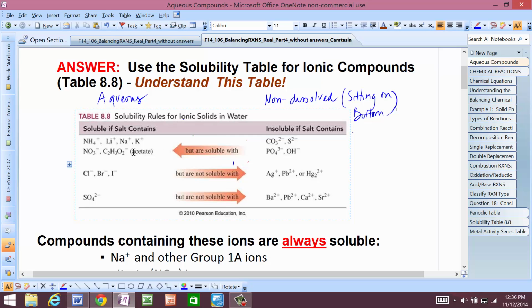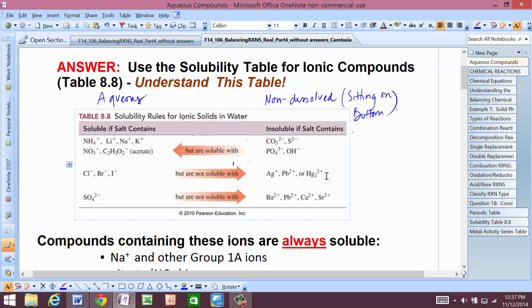So I call these my top dog girls. These ions are always soluble, okay? Also soluble are some of the halogens, mid-halogens, so chloride ion, bromide ion, iodide, okay? Soluble unless, follow the arrow, they become insoluble when they have silver ion, lead ion, and mercury ion.